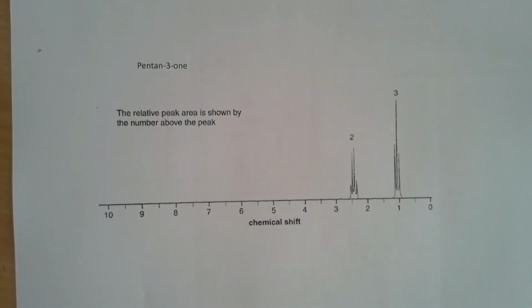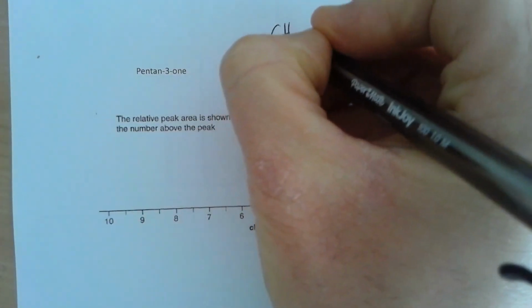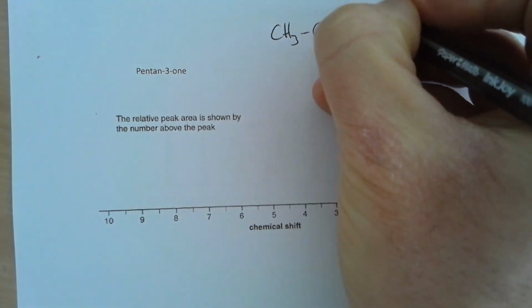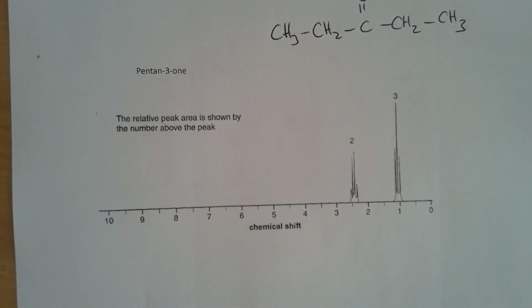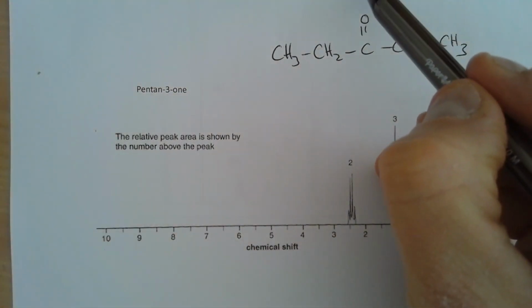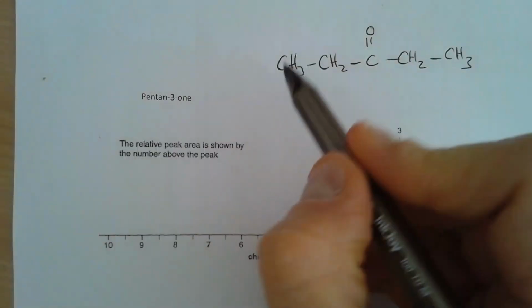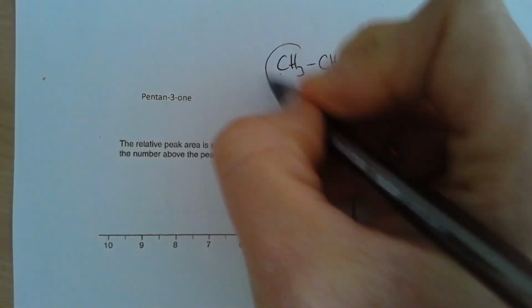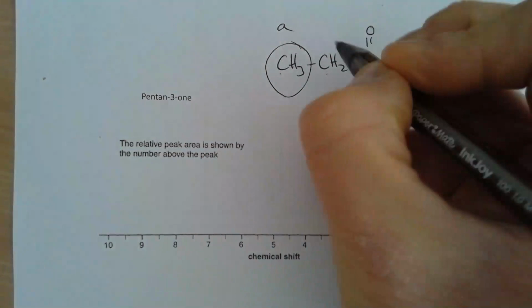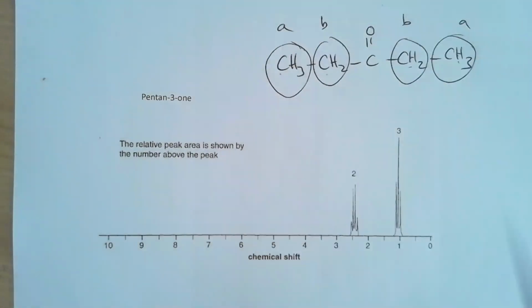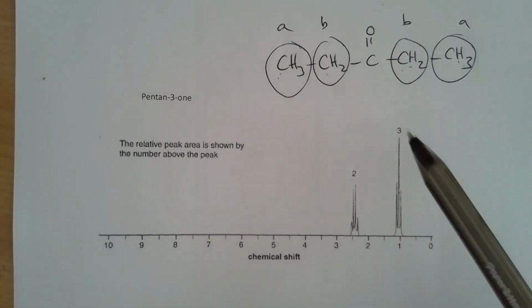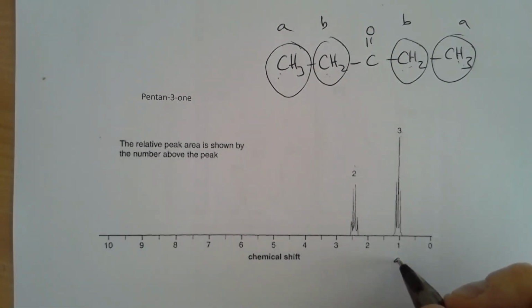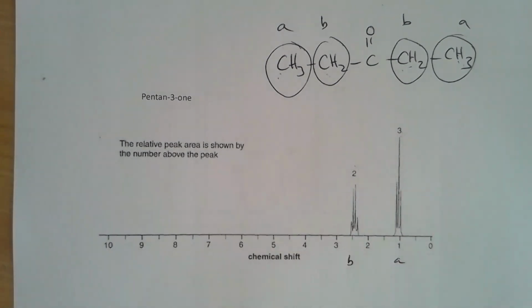Pentan-3-one. We need to draw the structure first of all. So, before we start, recognise that there is an axis of symmetry here. So this environment and that environment are equivalent. So A, B. There are only 2 environments, 6 to 4. The smallest ratio is 3 to 2. So instantly we can identify these as environments A and B based simply on the integrated traces.